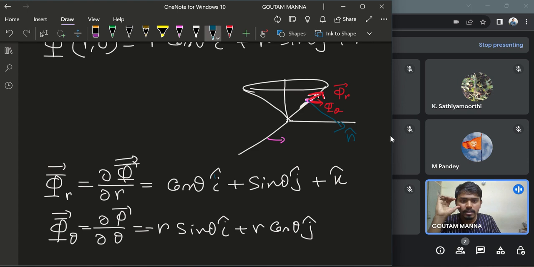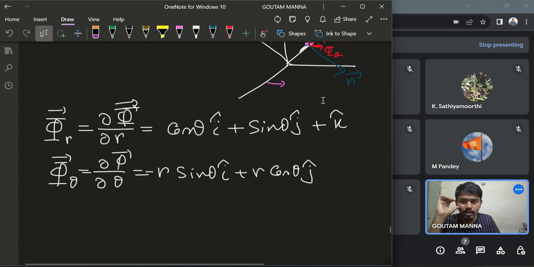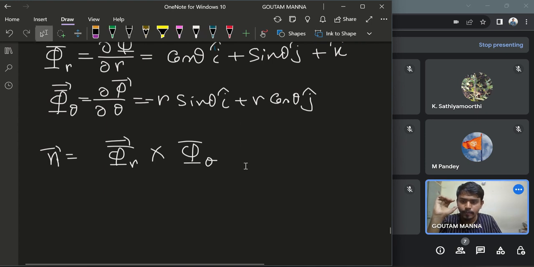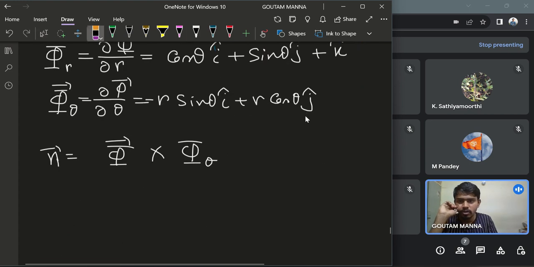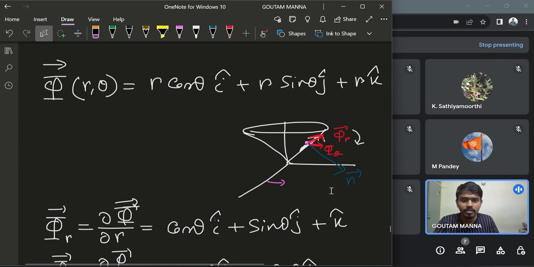And this n vector, which is a perpendicular vector to this tangent plane, will be nothing but phi R cross phi theta. If we do phi R cross phi theta, we will get a vector that will be directed inward. But if you want a vector that is directed outward, we need to do phi theta cross phi R. Both will work because we only need a vector which is perpendicularly directed. It doesn't matter whether it is inward or outward.